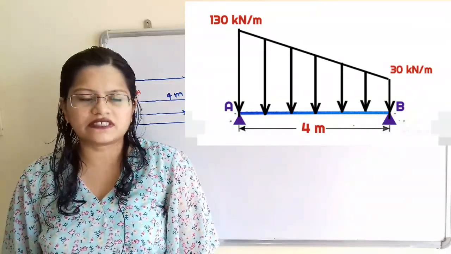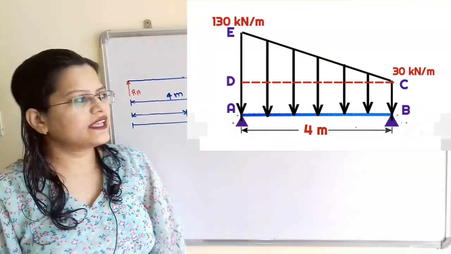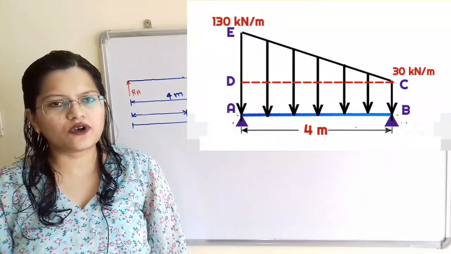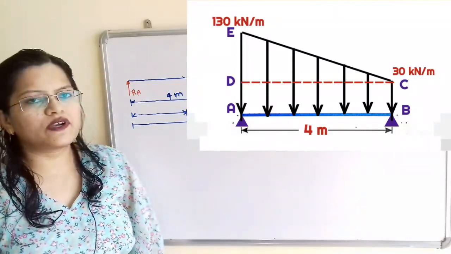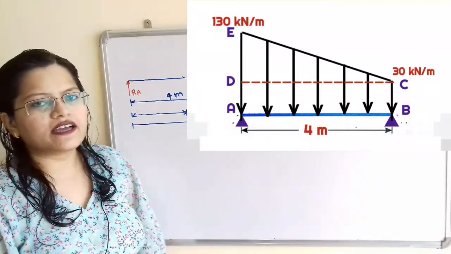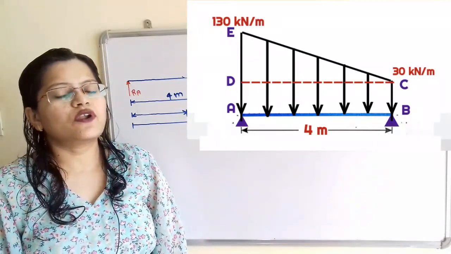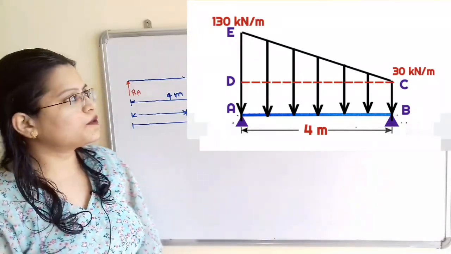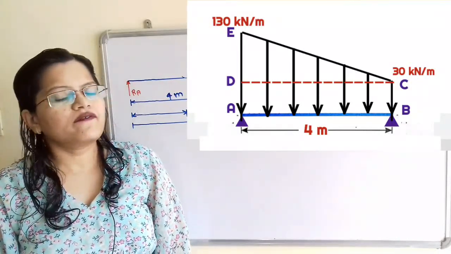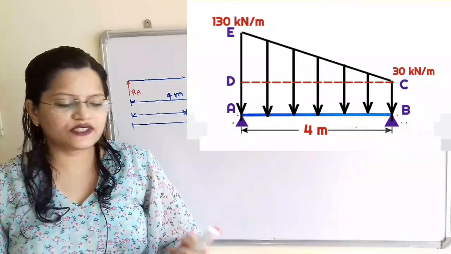If we observe this diagram, we will make here one construction line CD. Then the area ABCD is known as uniformly distributed load and the load is equal to 30 kN per meter. And the remaining area CDE is known as uniformly varying load, where the load varies from 0 up to 100 kN per meter. Now we will calculate the total load in UDL as well as UVL.